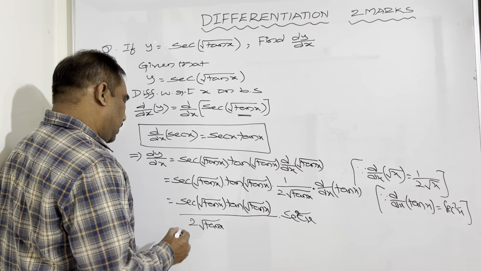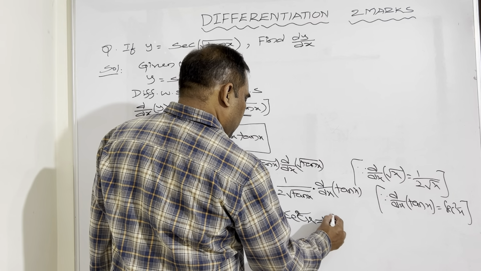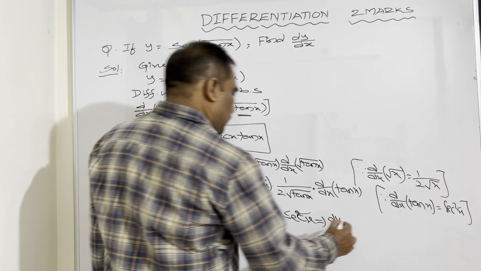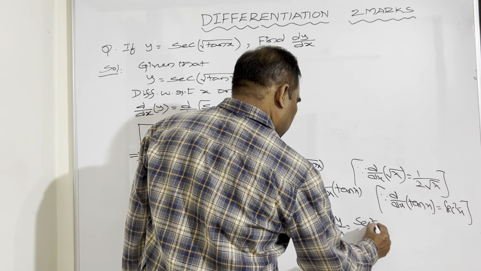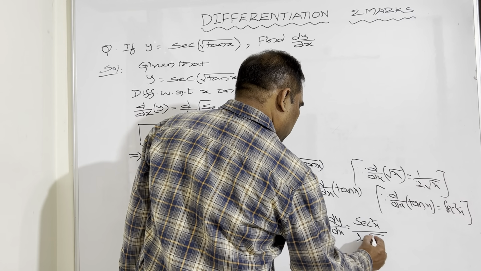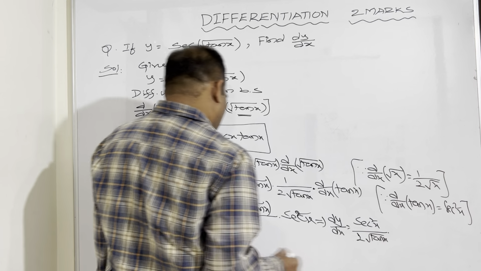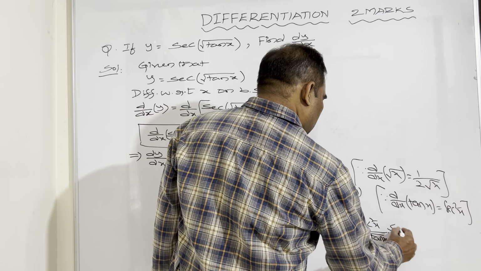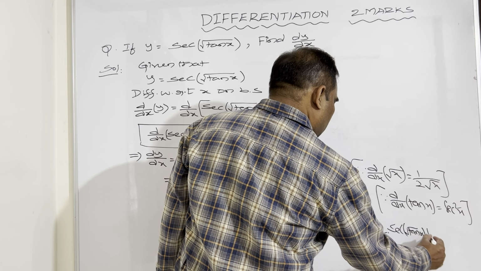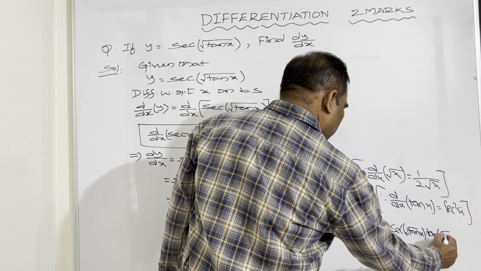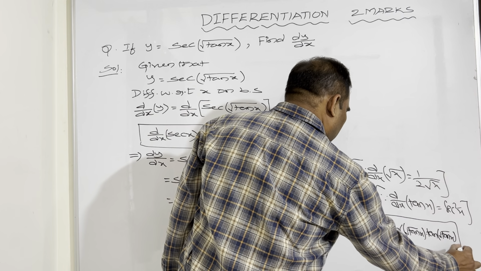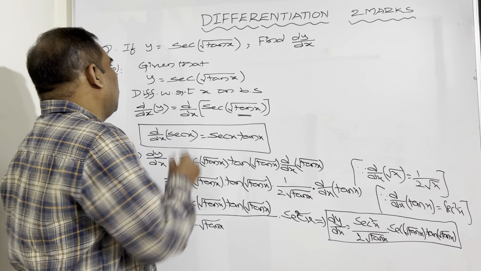So finally we get dy by dx is equal to secant square x by 2 into root tan x, into secant of root tan x into tan of root tan x. So like this we can find the derivative of a given function.